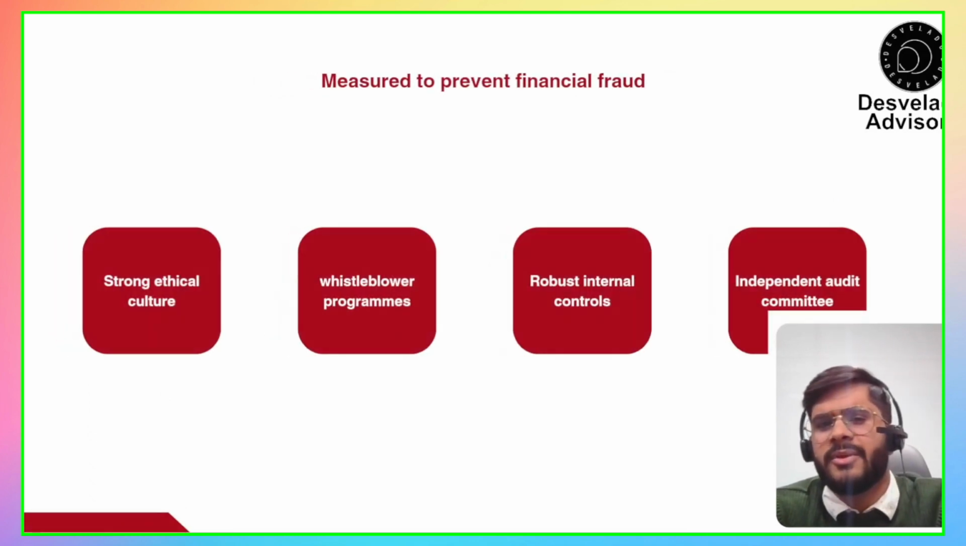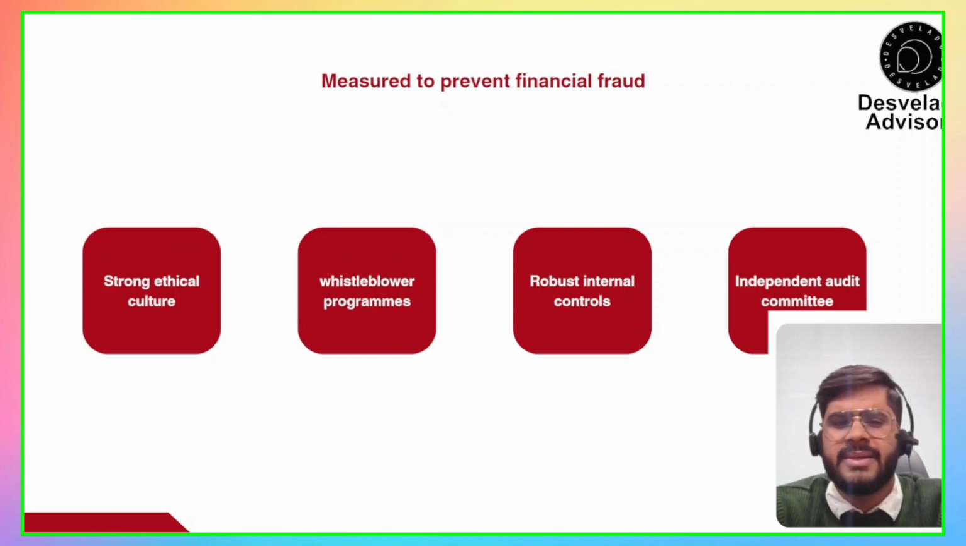And now the measures to prevent financial fraud are basically a strong and ethical culture. Internal culture should be there, which is enhanced by the board of directors, and a whistleblower program should be there, robust internal controls, and there should be an independent audit committee also.